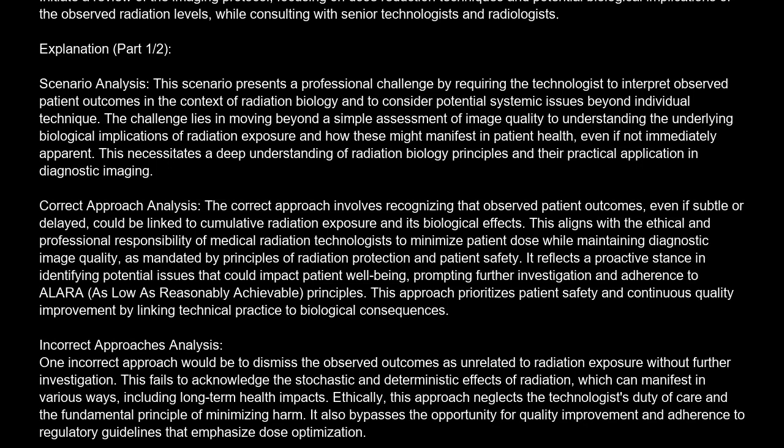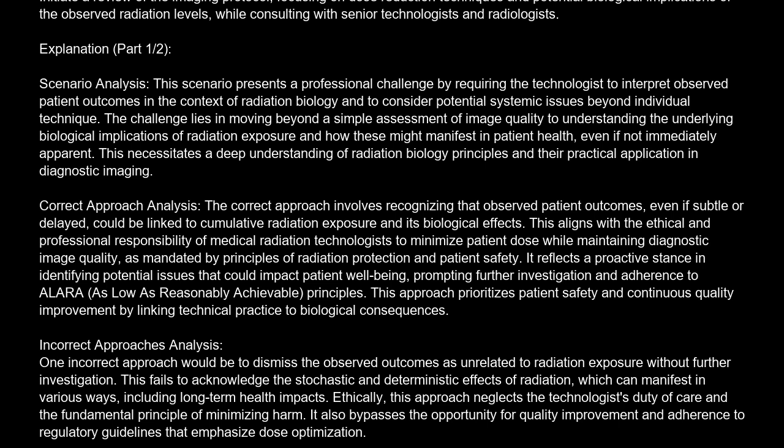The correct answer is D. Initiate a review of the imaging protocol, focusing on dose reduction techniques and potential biological implications of the observed radiation levels, while consulting with senior technologists and radiologists.